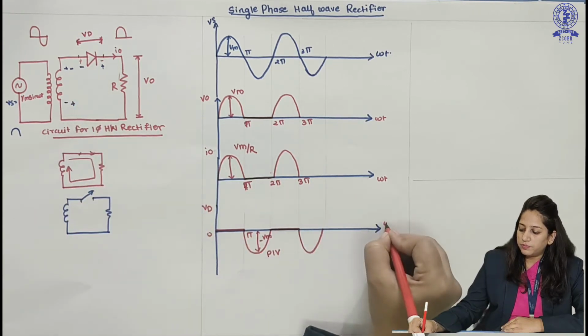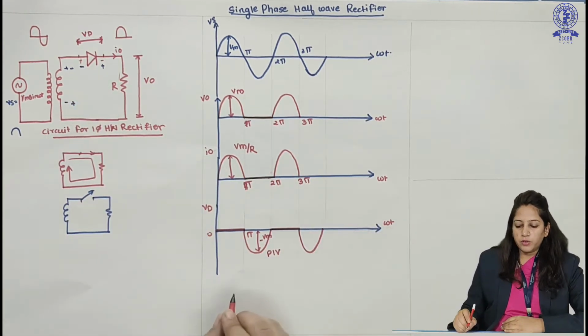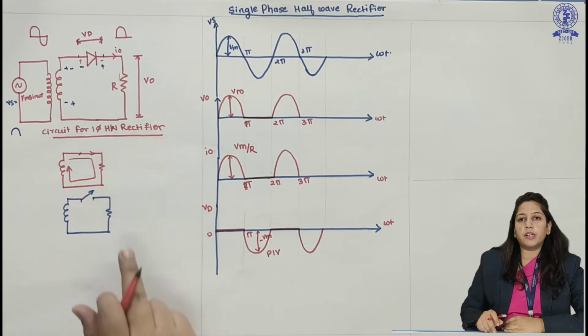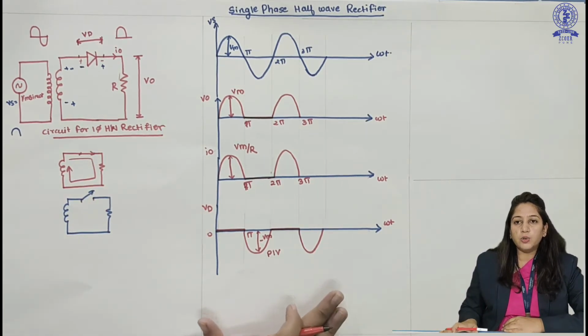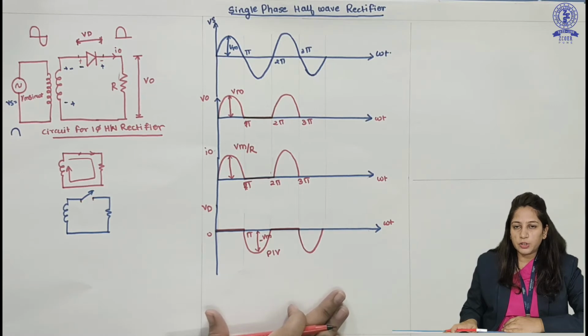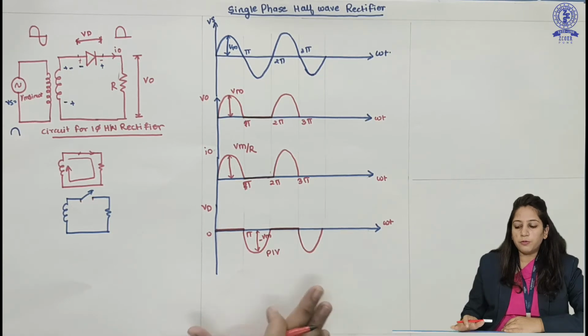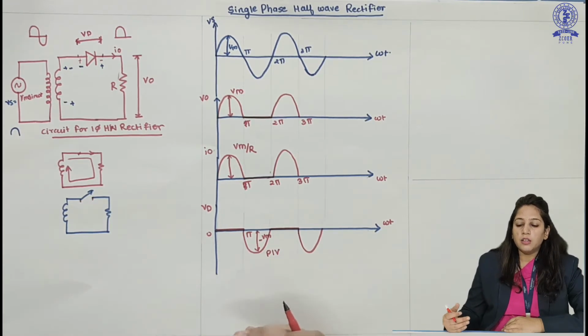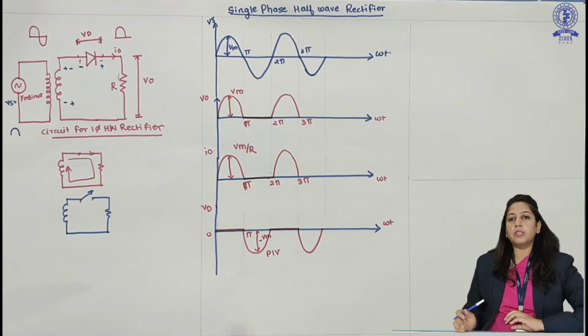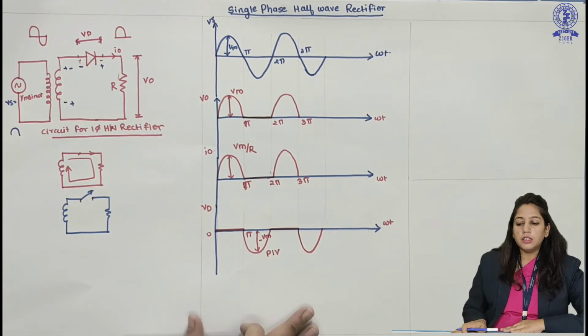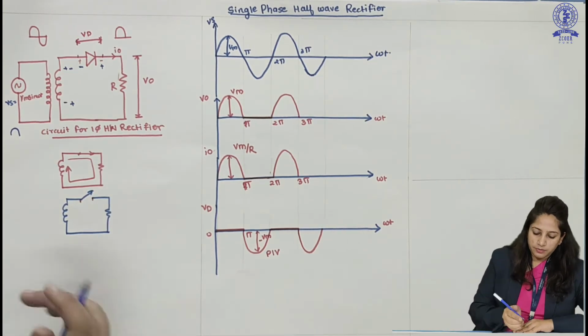So in this way we have seen how the half wave rectifier works. We can't directly use this circuit in any application. We need to apply some filters in front of it, or if we need a pure DC supply, then we will need full rectification. Now we will see some of the performance parameters for this single phase half wave rectifier.